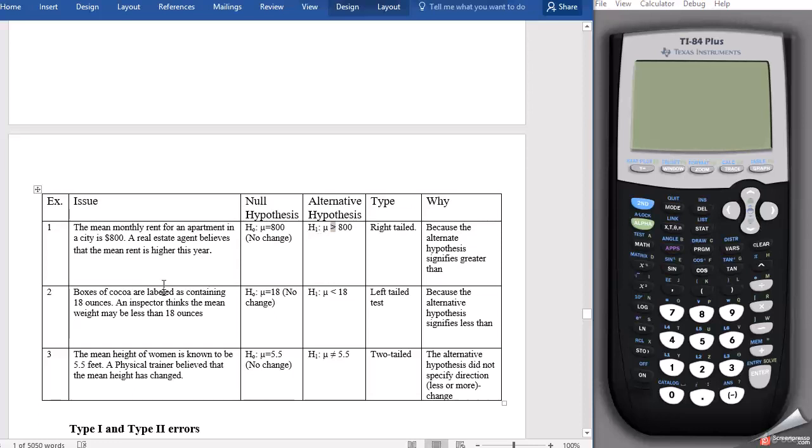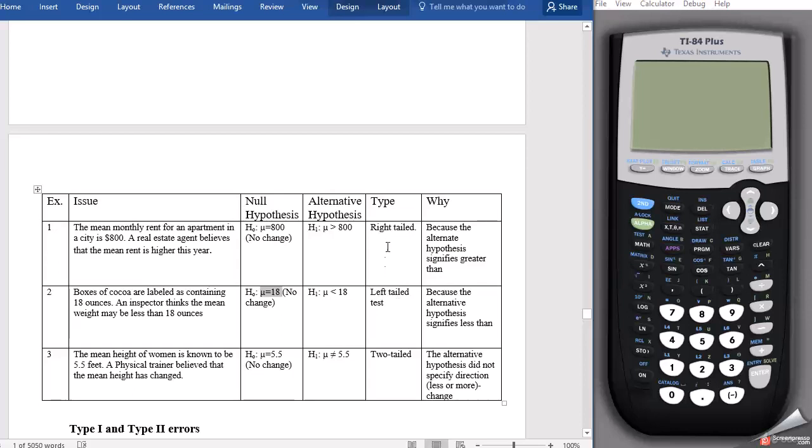Okay. Then the second one, the boxes of cocoa are labeled as containing 18 ounces, and the inspector thinks the mean may be less than 18. So in this case now, the alternative hypothesis is going to indicate less than. Okay. Again, remember the null hypothesis for the most part is saying that it is what it has always been. It is 18. The alternative is saying it is less than 18, which is what the inspector is saying. So because it's less than, we have it as a left-tailed test.